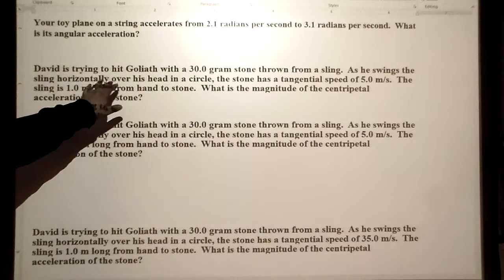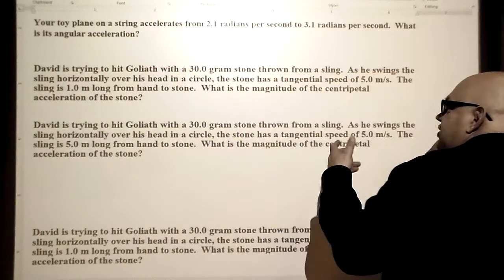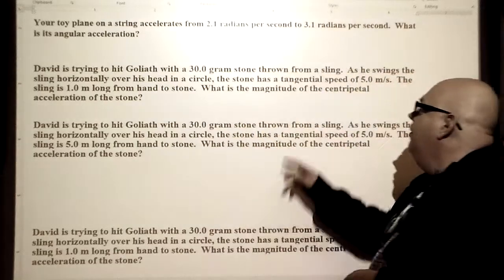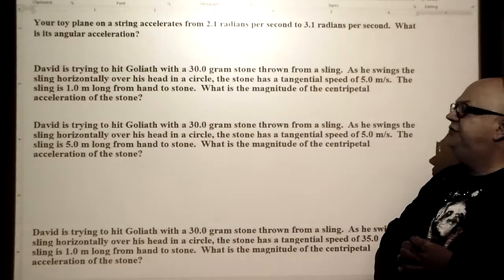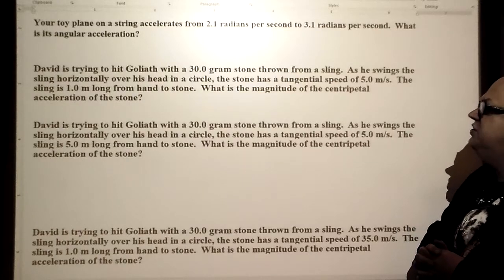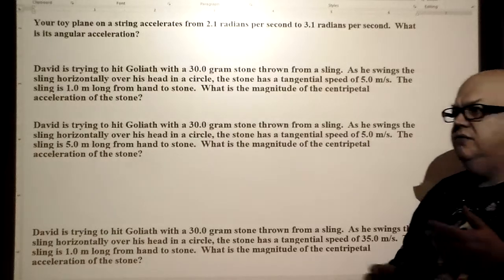So David is trying to hit Goliath with a 30-gram stone thrown from a sling. As he swings the sling horizontally over his head in a circle, the stone has a tangential speed of 5 meters per second. The sling is 1 meter long from hand to stone. What is the magnitude of the centripetal acceleration of the stone?